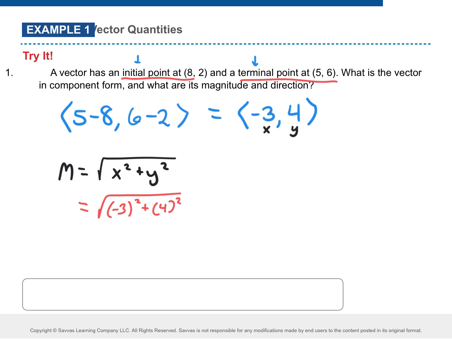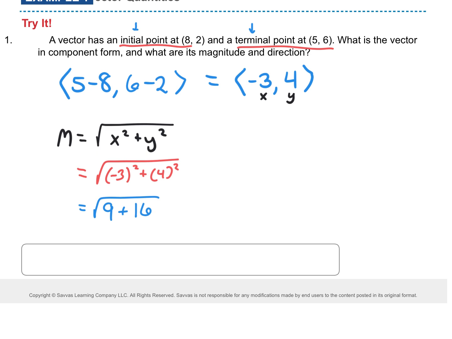What is negative 3 squared? It's positive 9. Yep. 4 squared? 16. And then what do I do from here? Add them together, I get 25. Now I can simplify. What's the square root of 25? 5. So our magnitude is 5, or the length of that vector is 5.